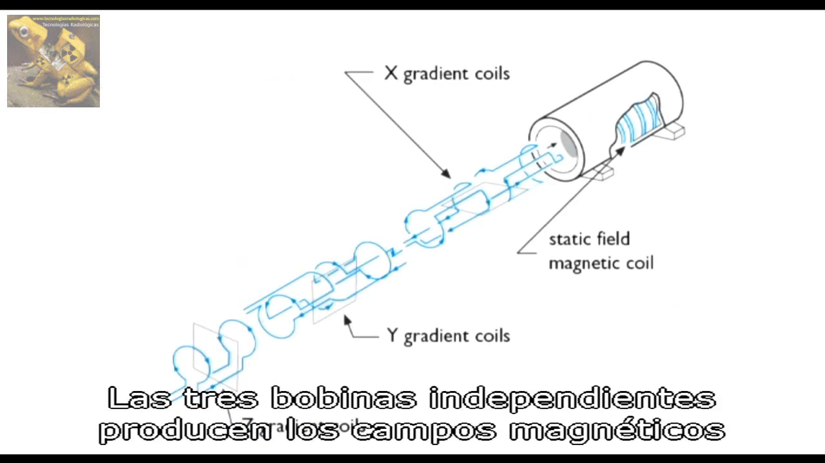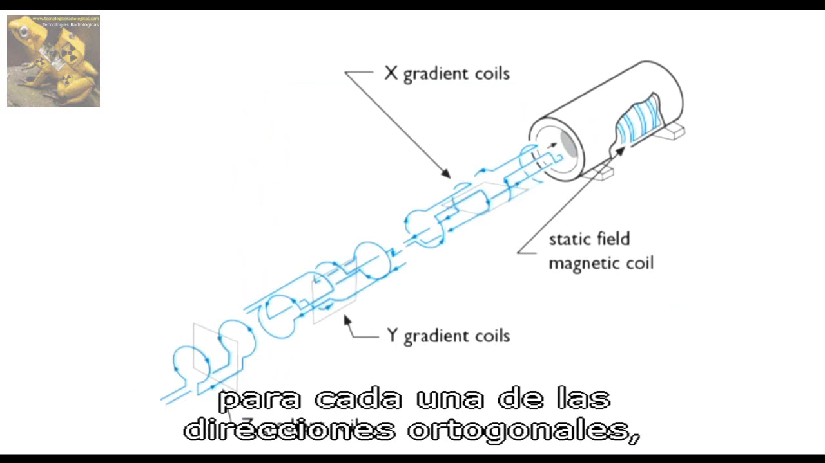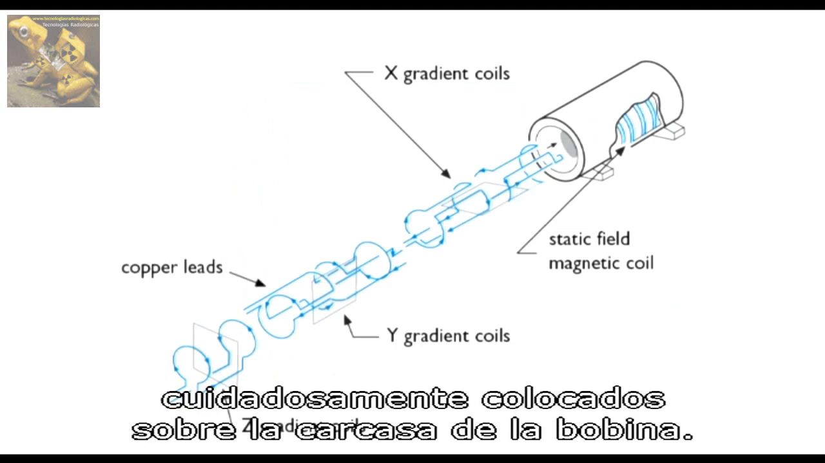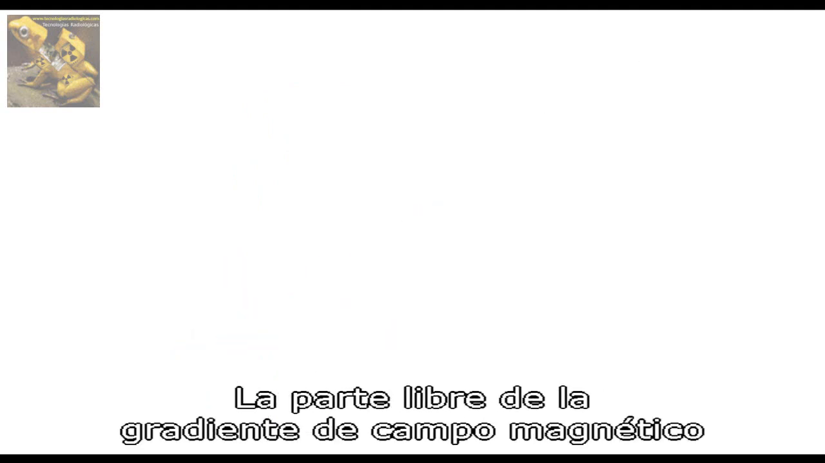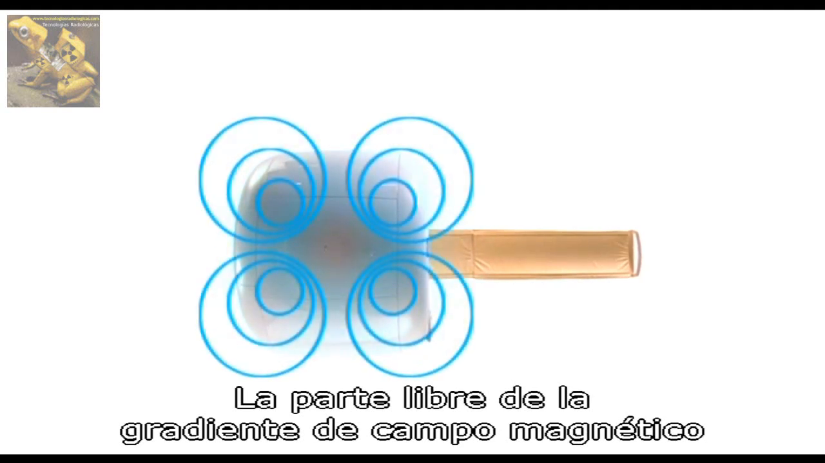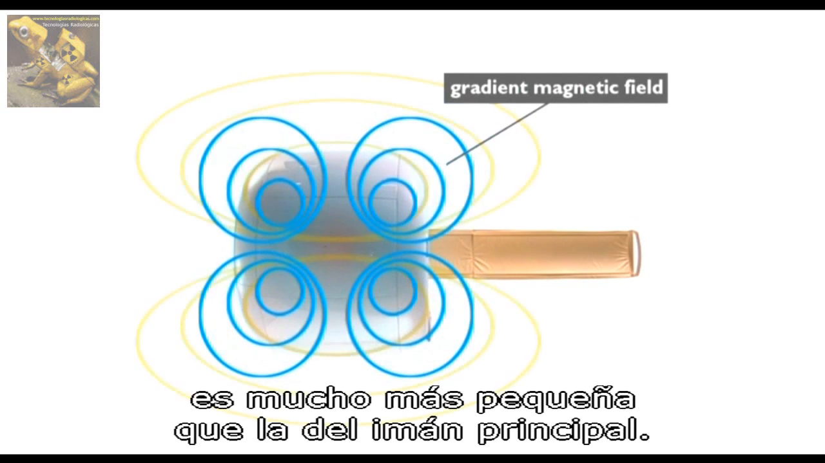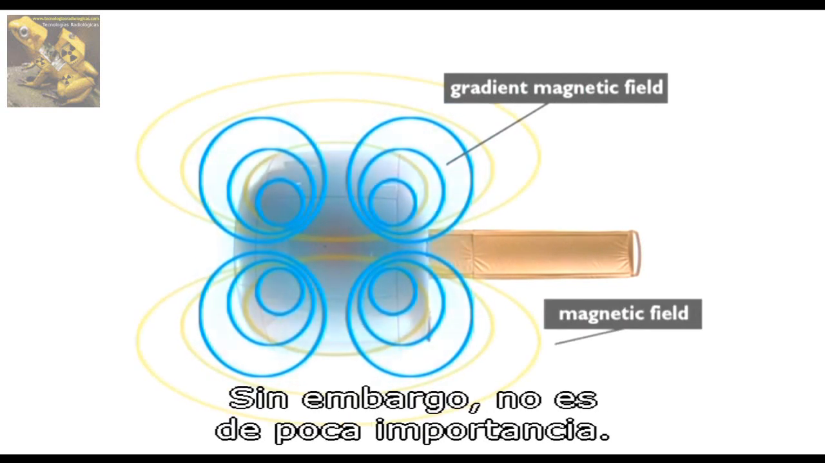The 3 independent gradient coils generate the gradient magnetic fields for each of the 3 orthogonal directions and are created by copper leads carefully positioned on the coil housing. The stray field of the gradient magnetic field outside the magnet bore is much smaller than that of the main magnet, but may not be neglected.